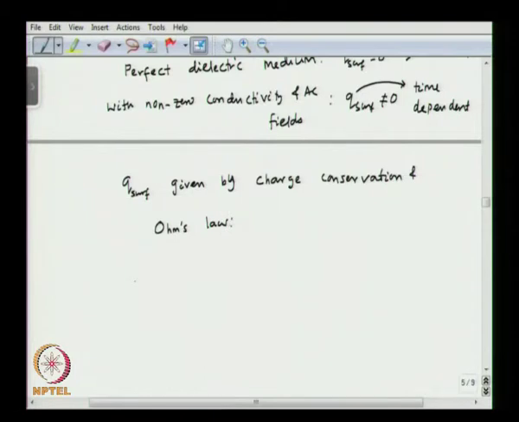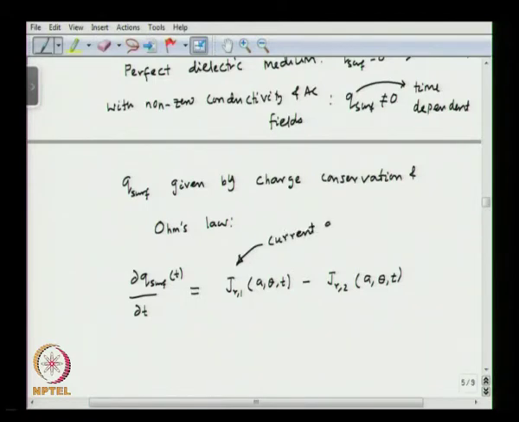Okay, which is given by the dq surface, which is a function of time, over dt, is going to be J r1 a theta t minus J r2 a theta t. So, this J is nothing but current density, right. We have looked at this in electrohydrodynamics. This is nothing but current density.